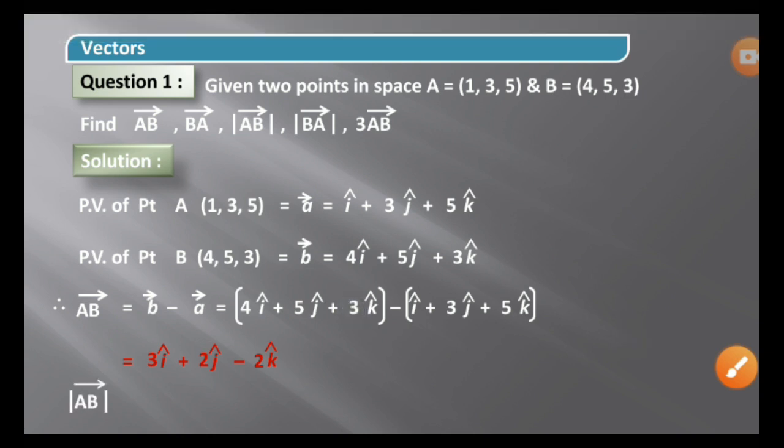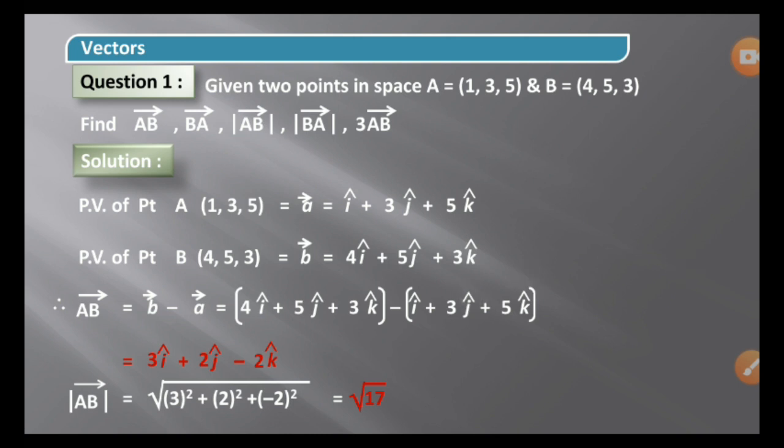Now we will find out the magnitude of the vector AB. This will be the square root of 3 square plus 2 square plus minus 2 square. After simplification, we will get the square root of 9 plus 4 plus 4, that is the square root of 17. Then again we will find out the vector BA.